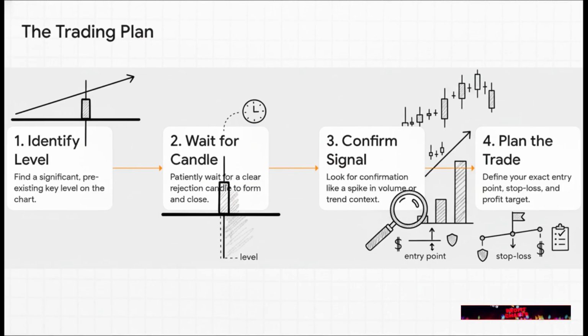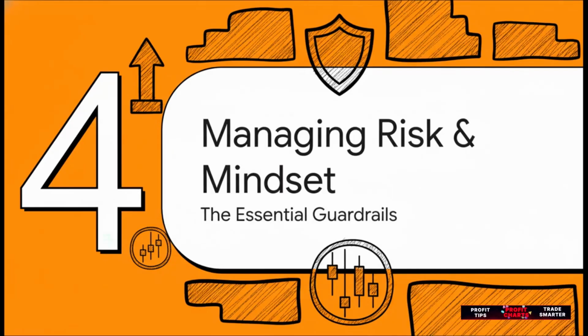This is where you map out your exact entry, your non-negotiable stop loss, and a realistic target before you ever put any money on the line. Now, a killer strategy is totally worthless if you don't have guardrails to protect yourself. I'm gonna say it right now. This next part on risk and mindset is easily the most important part of this whole explainer. If you get this right, you have a real sustainable edge.